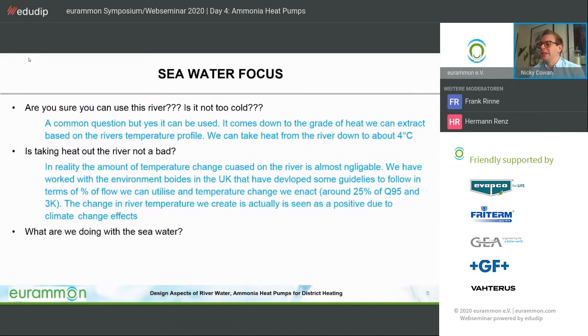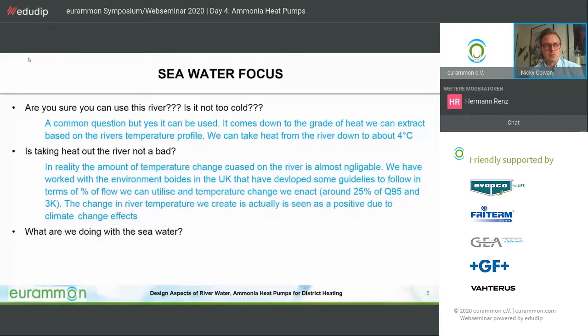The amount of heat that we're taking out is making such a negligible effect on the overall river temperature, especially big rivers, that it's not really an issue. We've had lots of conversations with the Environmental Protection Agency on appropriate amounts of heat to take out from things like rivers. Their starting point for us is that 3 Kelvin temperature change, it's a bit more complex than that, but about 3 Kelvin and 25% of Q95.